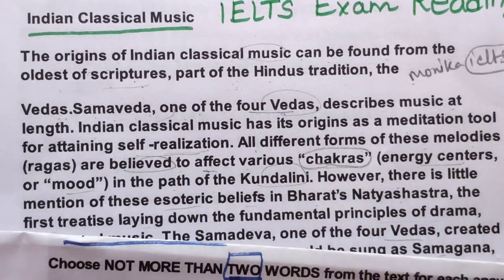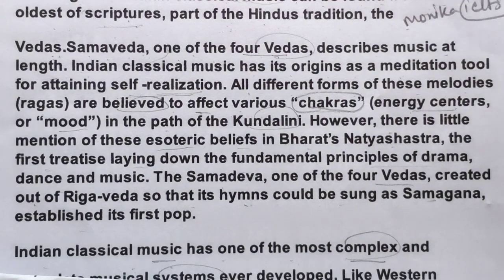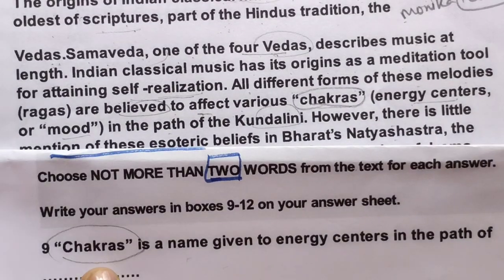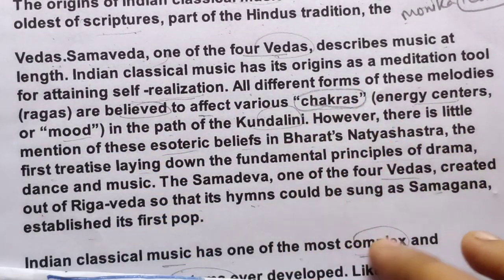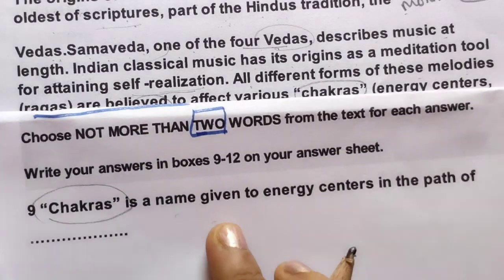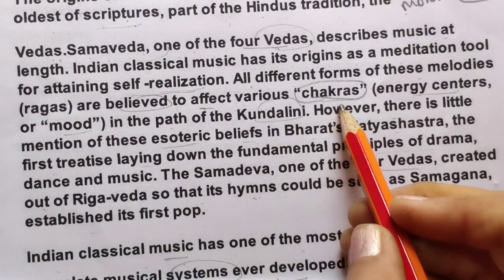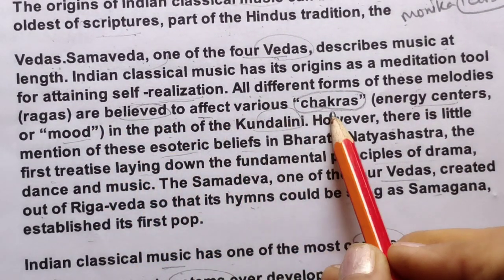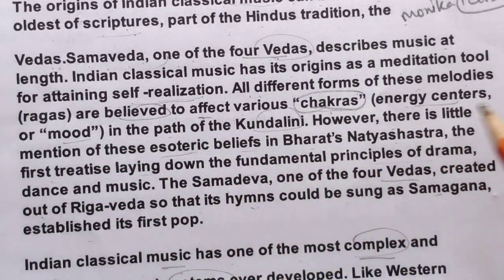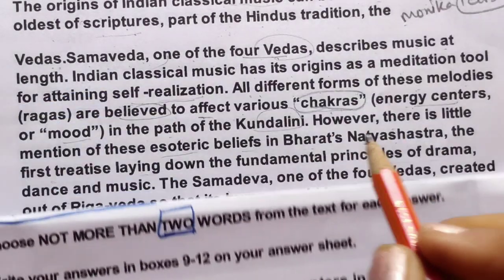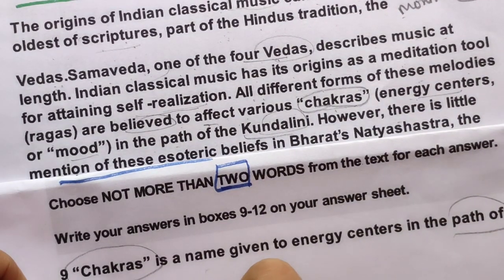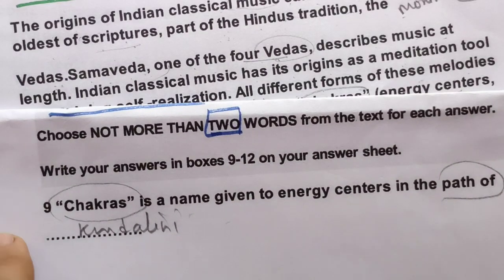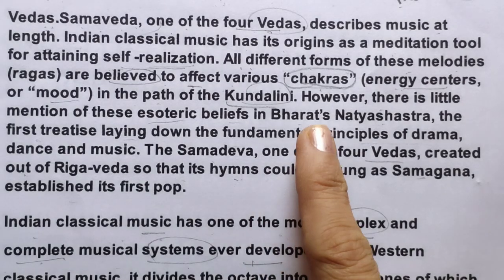So how we will find the answer? Because that part was last page or last paragraph. So here chakras, this word is there. It means we will get the location like that only. So chakras is the name given to energy centers in the path of. Okay, chakras. All different forms of these melodies are believed to affect various chakras, energy centers in the path of. So it is clearly given in the path of. This word Kundalini. Kundalini will come here. Same spelling, just copy it. Okay, now coming to next 10th question. So now we have got the answer.